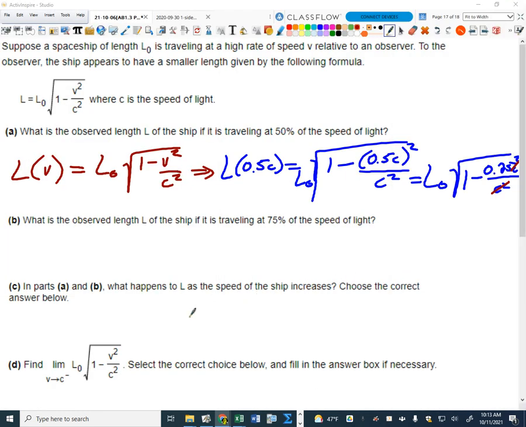Okay, and we can continue this, right? So in parts A and B, what happens to the length as the speed of the ship increases? Well, it's getting smaller, right? We already talked about that. It's getting smaller. But now let's figure out what's going to happen if we start to push this closer and closer to the speed of light. Let's see what the limit's going to be. You know, what's going to start to happen. So let's take a limit.